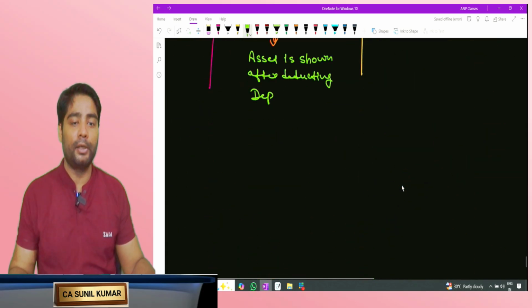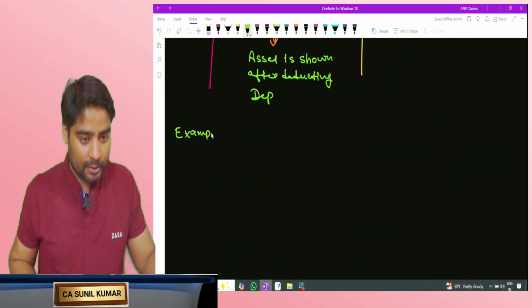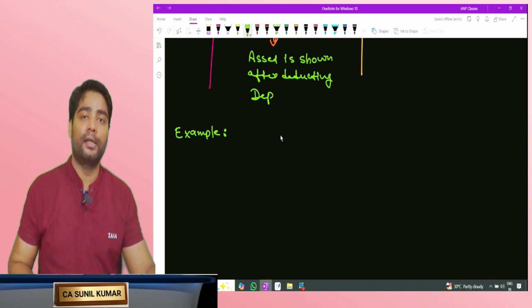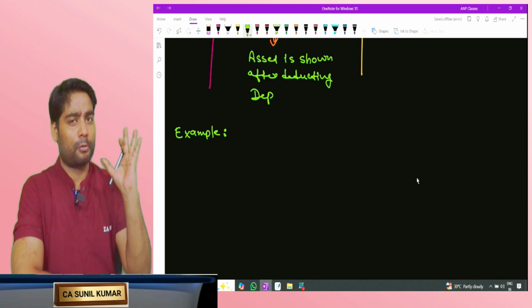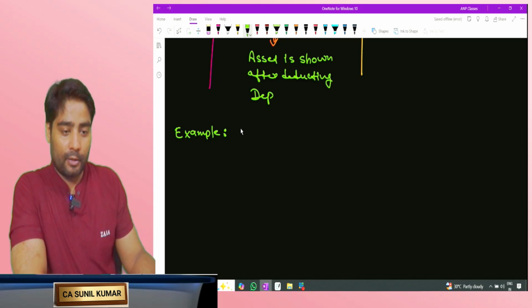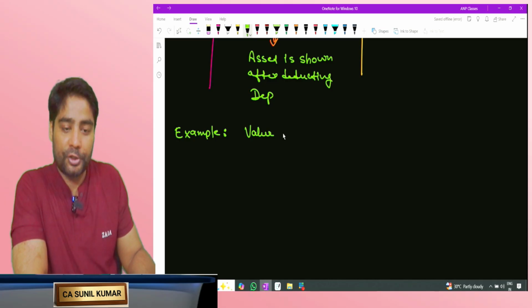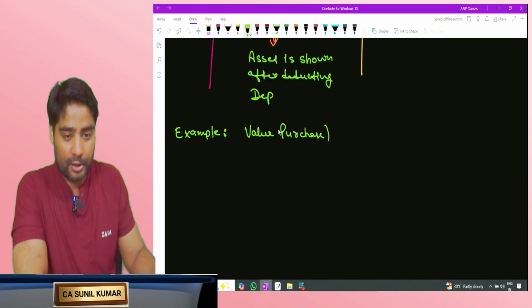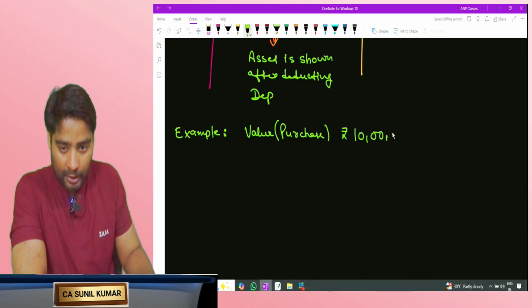Sure. Example number 2. The last example of this class, then we will wind up. And in the next class, we will do some heavy and बढ़िया questions. Good questions. Sure. Suppose value of machine or purchase value. Let's suppose we have purchased a machine for rupees 10 lakh.